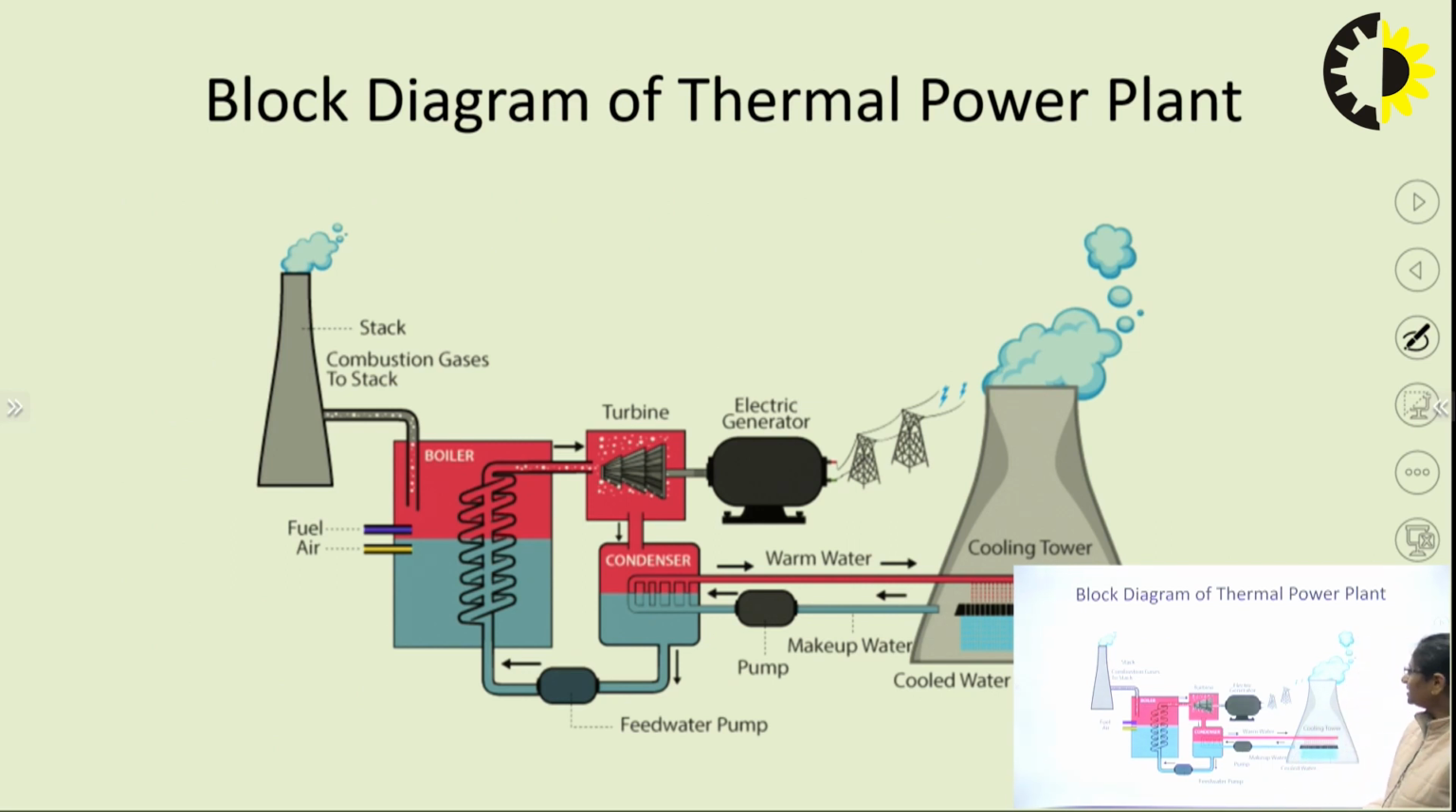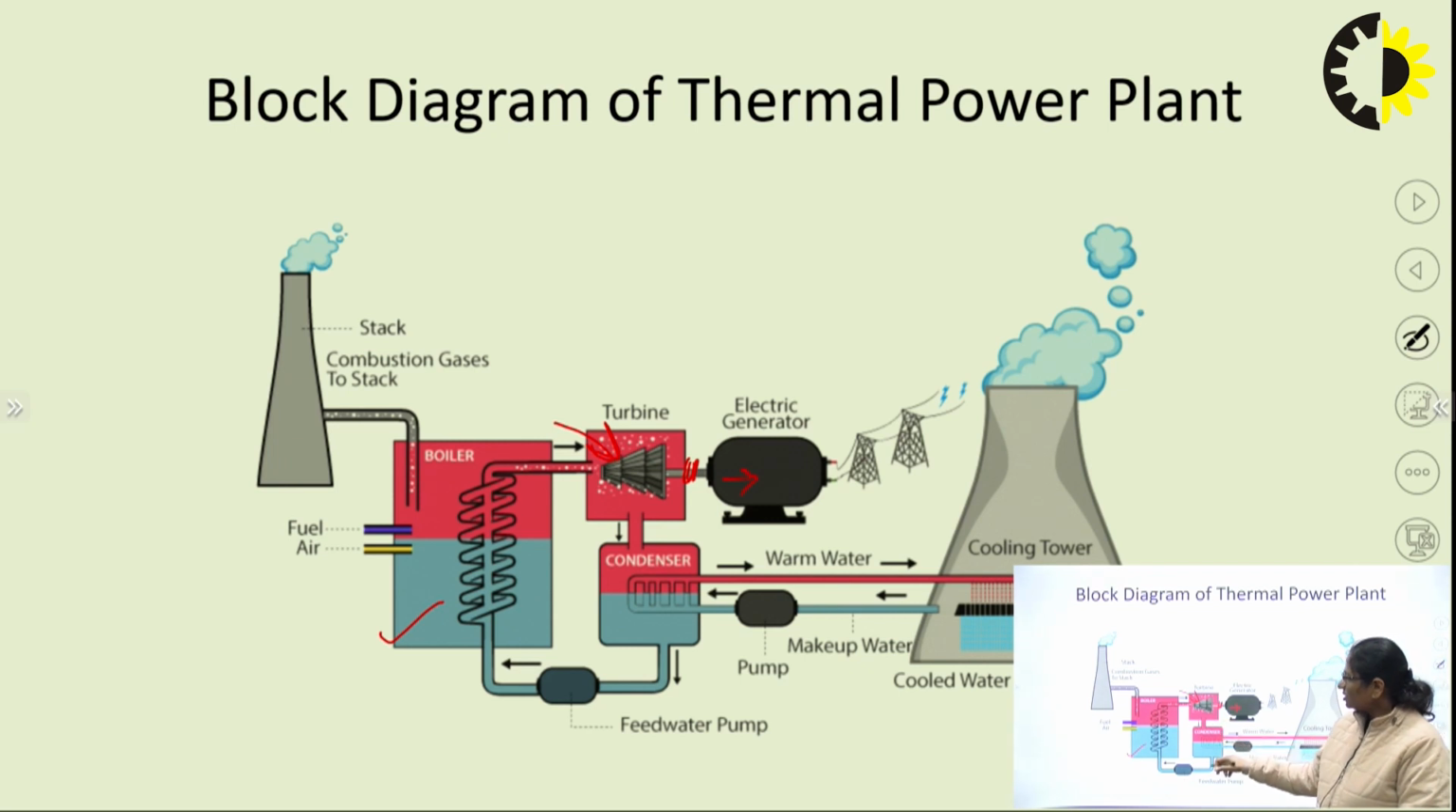The basic schematic representation of a thermal power plant is here. This is the boiler in which fuel is burnt, and the heat so produced is used to convert water into steam. That steam is injected to the turbine, which is responsible to rotate the blades of the turbine. To the shaft of the turbine, electrical generator is coupled. So, it rotates the generator, which in turn produces the electricity.